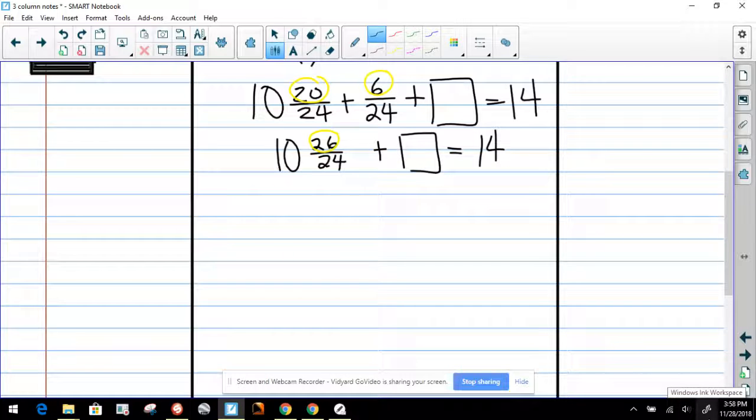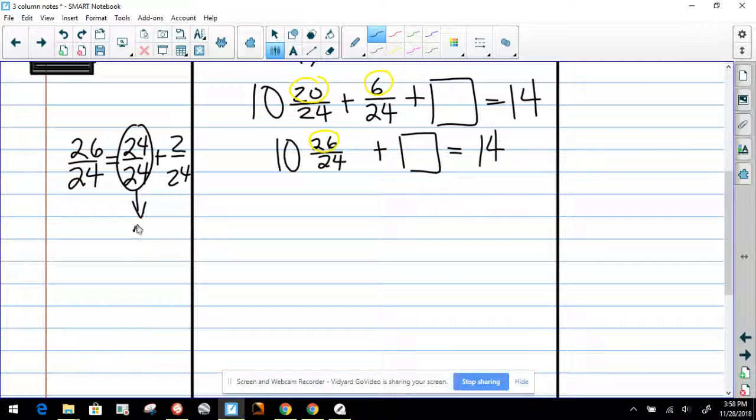So this is going to be an improper fraction. So we know that, let me do this on the side, 26 24s equals 24 24s, which is 1 whole, plus 2 24s. This is one way to do it. So this becomes a 1 here. So because that became a 1, the answer is going to be 11 and 2 24s plus the missing number. And now you say, okay, how can we find the missing number?